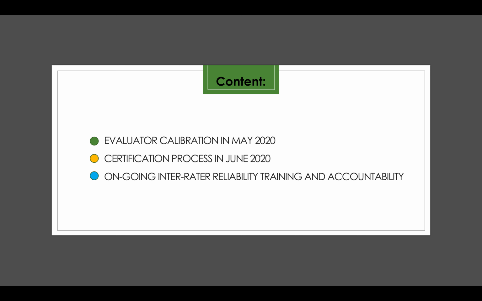During the month of May 2020, evaluators in the Greenwich Public Schools system participate in a series of calibration activities designed to introduce them to the rubrics, to assure a minimum level of consistency in their understanding, and to provide them with ideas for supporting teachers through video and video conferencing. In June of 2020, all evaluators will be required to successfully complete a certification process to assure individual competency with the instrument. And then there are plans for ongoing inter-reader reliability sessions for the evaluators.